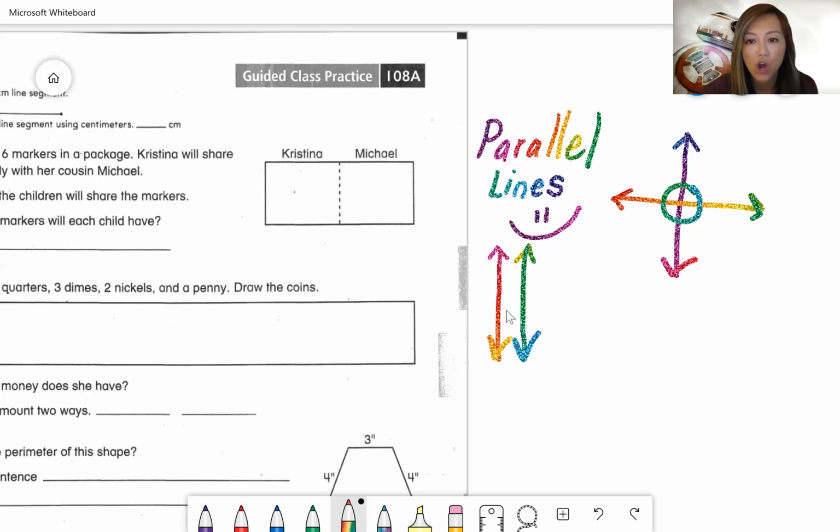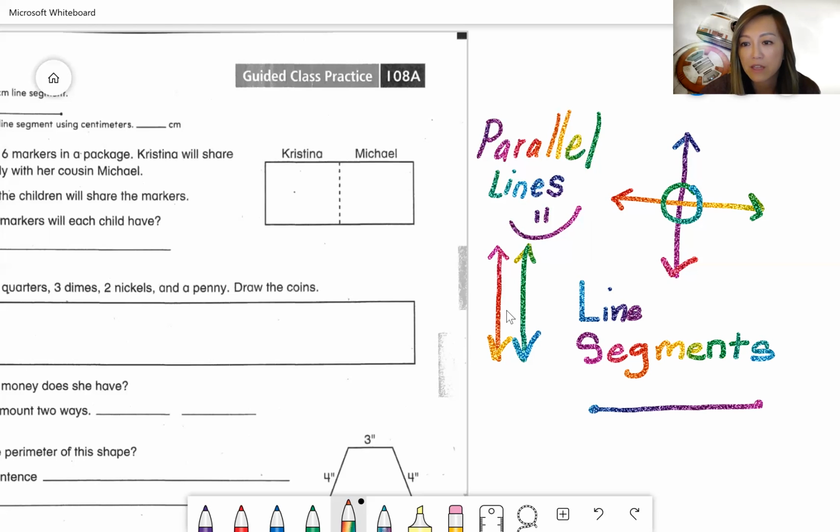Each of these lines are called line segments. We actually have been drawing a lot of line segments already. You've been doing it every time you measure your date line for your math paper, okay? Line segments. So for example, if we were measuring something, there's our line segment, okay? So parallel lines are two lines that never ever touch each other.